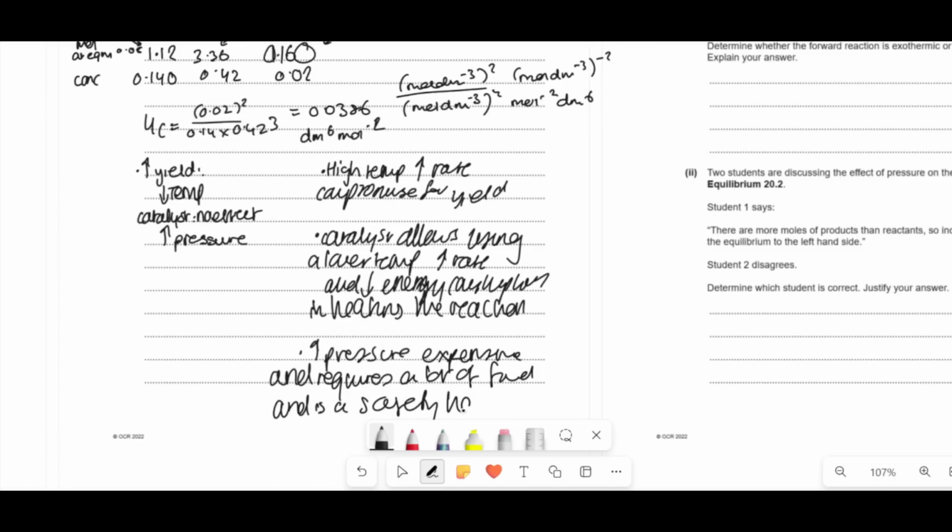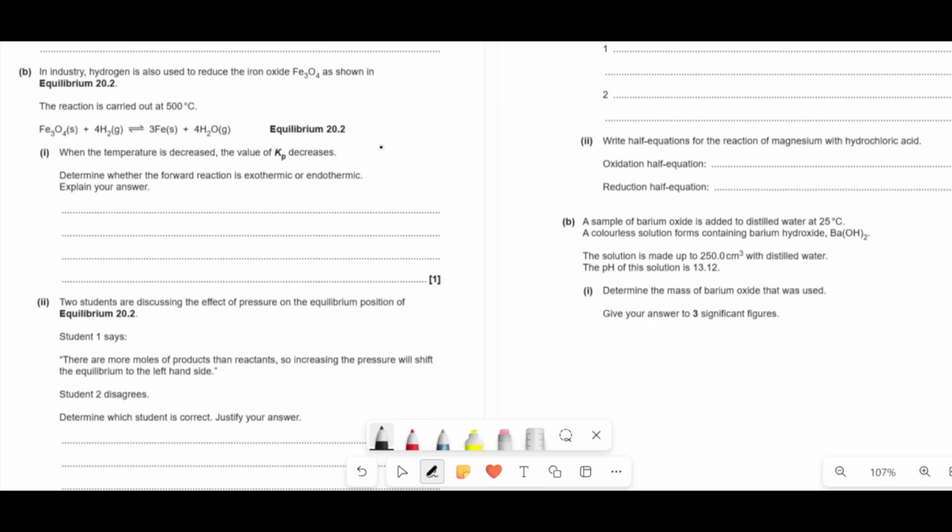Because if I have this bottle that's got a really, really high pressure, like a water bottle, it will just blow up. So we don't really want that. So now it says, in industry, the hydrogen is also used to reduce iron oxide, as shown in this equilibrium. The reaction is carried out at 500 degrees Celsius. So they've got this reaction here.